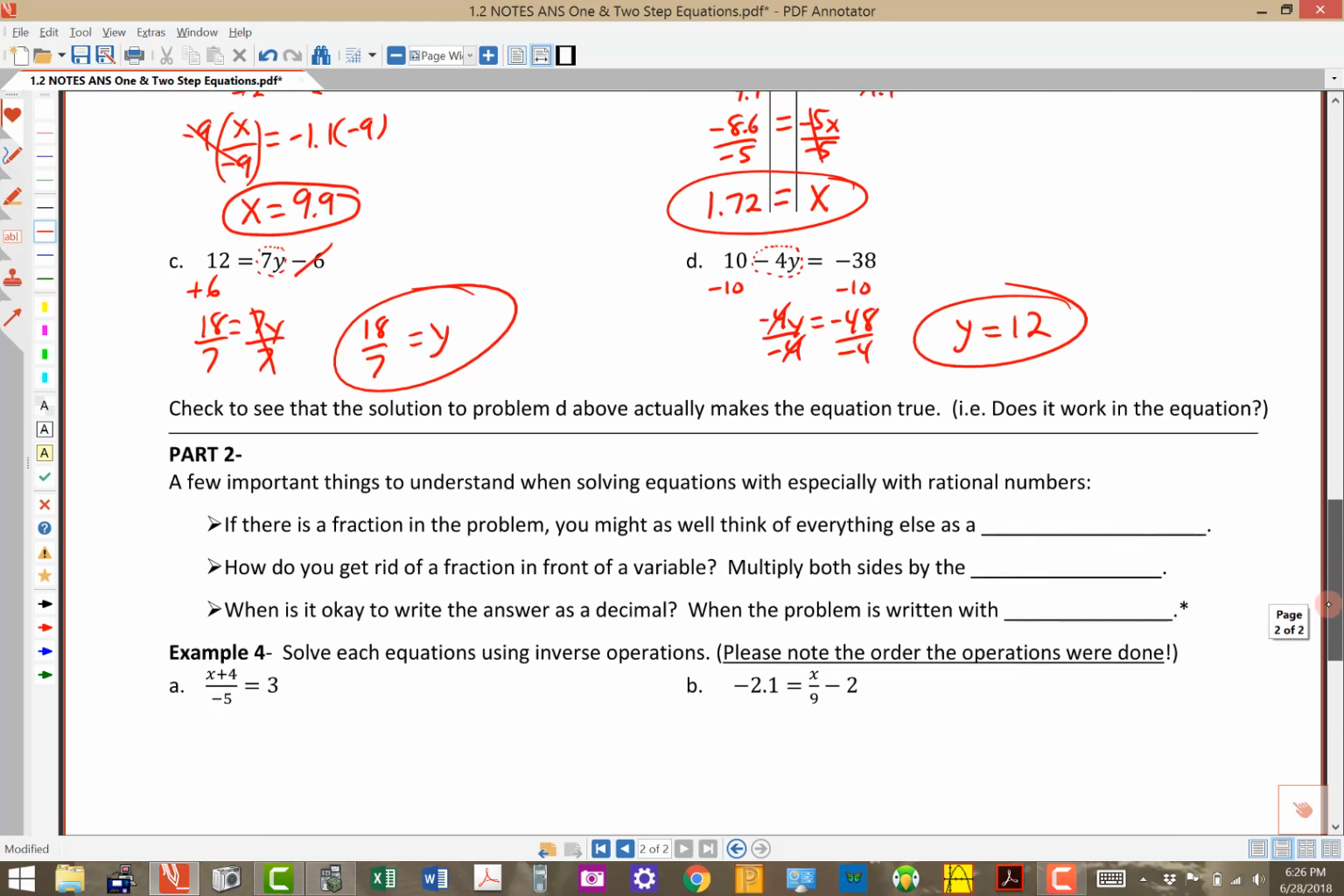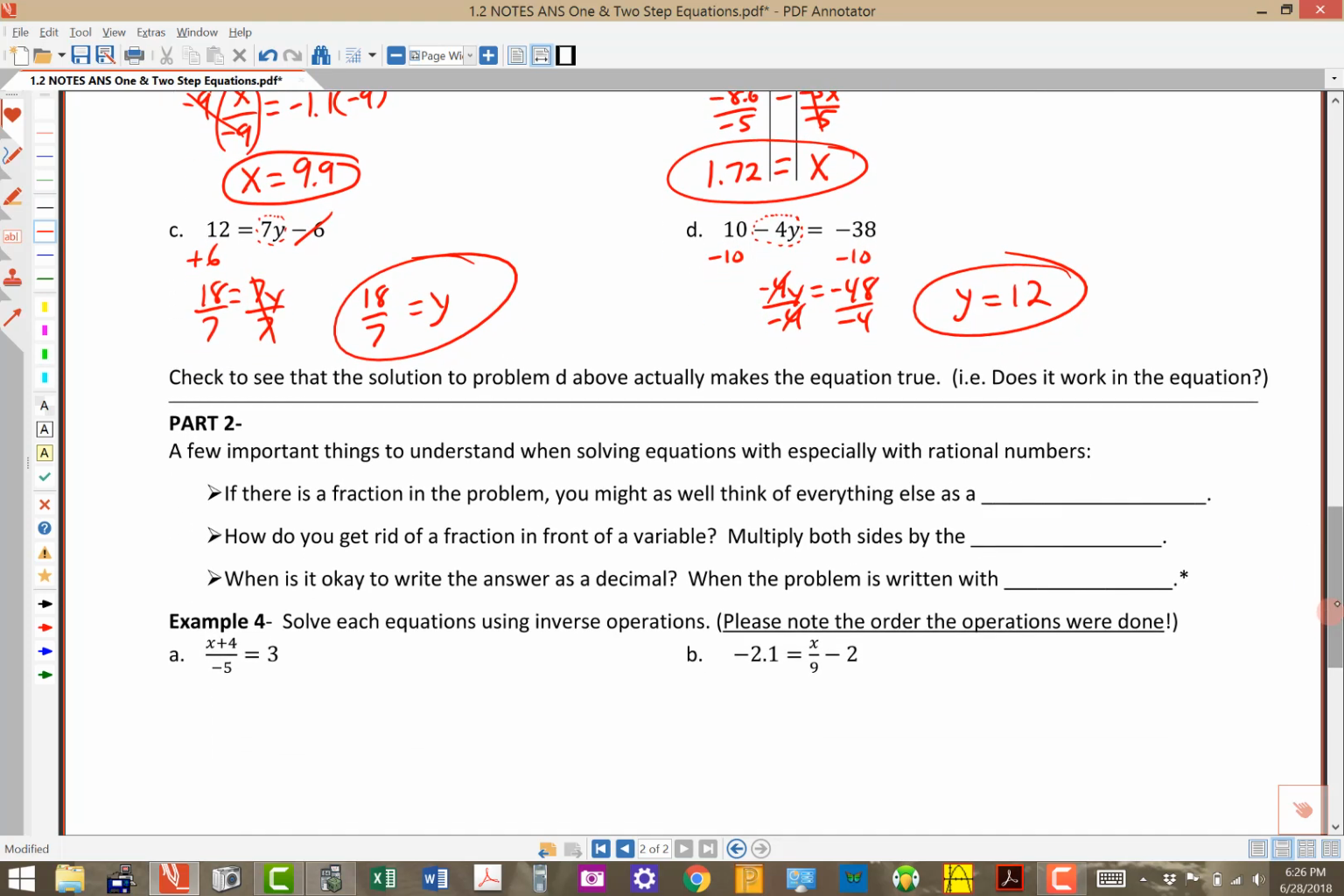And I do want to make sure that we're clear on what makes a solution to an equation. So yesterday when we left off, we got these answers right here. What makes the answer to problem D the correct answer? Does it actually work in the equation? Well, like I did yesterday, the point of solving an equation is to get the variable on one side by itself so you can read off the answer. And the whole idea there is the answer or the solution is what you can plug into the equation to make it true.